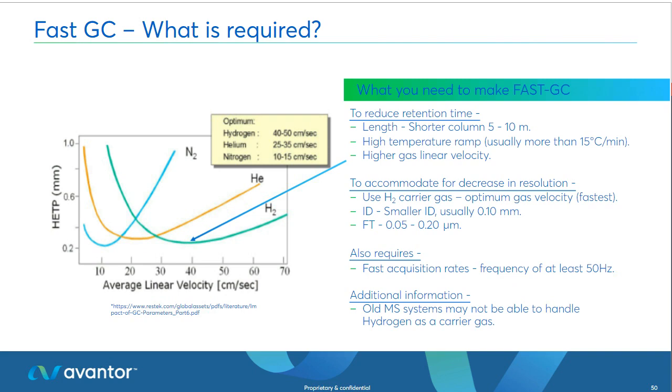We need to accommodate for the faster speeds and retention time by increasing the resolution. So this is where we use hydrogen because we don't lose out on the resolution as much when we use hydrogen, whereas we can see on helium the column efficiency deteriorates much quicker. The ID of the column needs to be smaller, usually below 0.1 millimeter ID. Thinner film thickness, 0.05 to 0.2 micron. We also require fast acquisition rates of at least 50 hertz. So it's good to check that the GC is suitable for this.